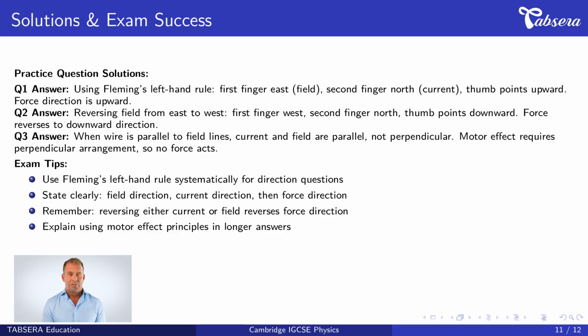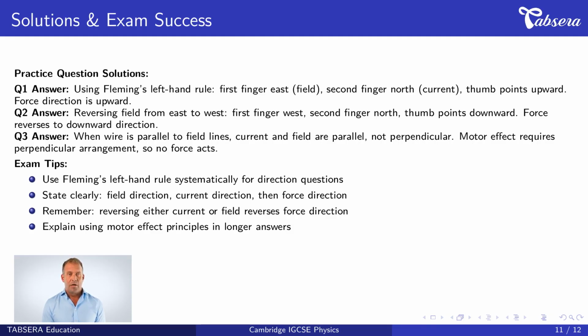Let's review the solutions. For question 1, using Fleming's left-hand rule, point your first finger eastward for the magnetic field direction. Point your second finger northward for the current direction, and your thumb points upward. Therefore, the force direction is upward.